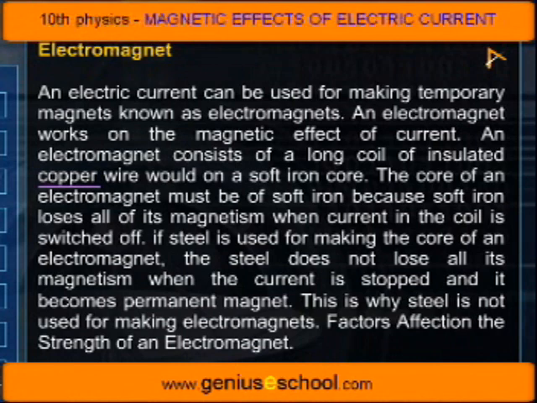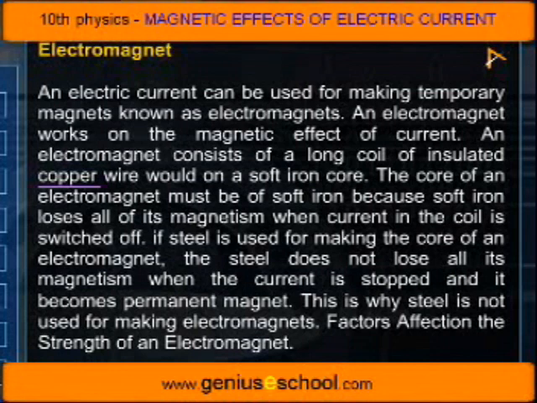If steel is used for making the core of an electromagnet, the steel does not lose all its magnetism when the current is stopped and it becomes a permanent magnet. This is why steel is not used for making electromagnets.